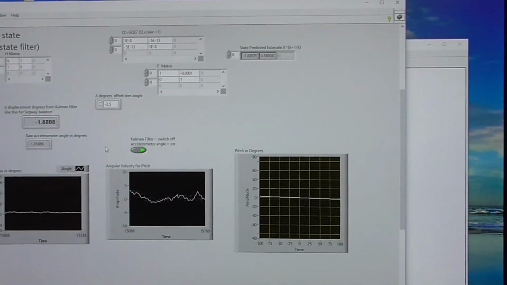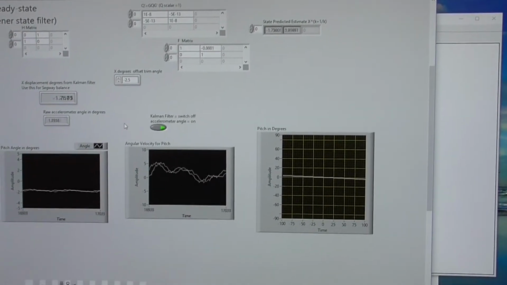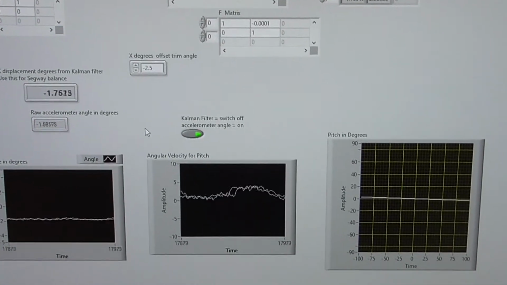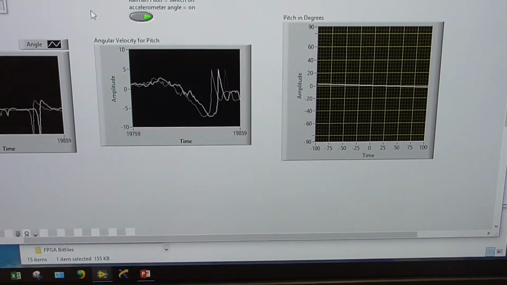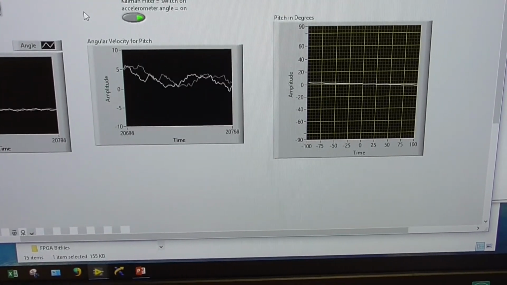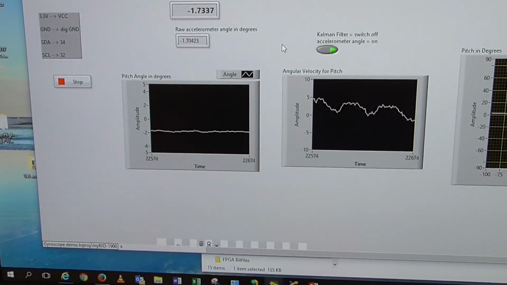Put it flat. You'll see that the accelerometer is quite noisy. That's the accelerometer here in the middle, and you see how it's jumping about even when I'm trying to be quiet. It should be sitting around about 0. Just the slightest movement and it's away. And that's the angle. It's like minus 2 degrees.